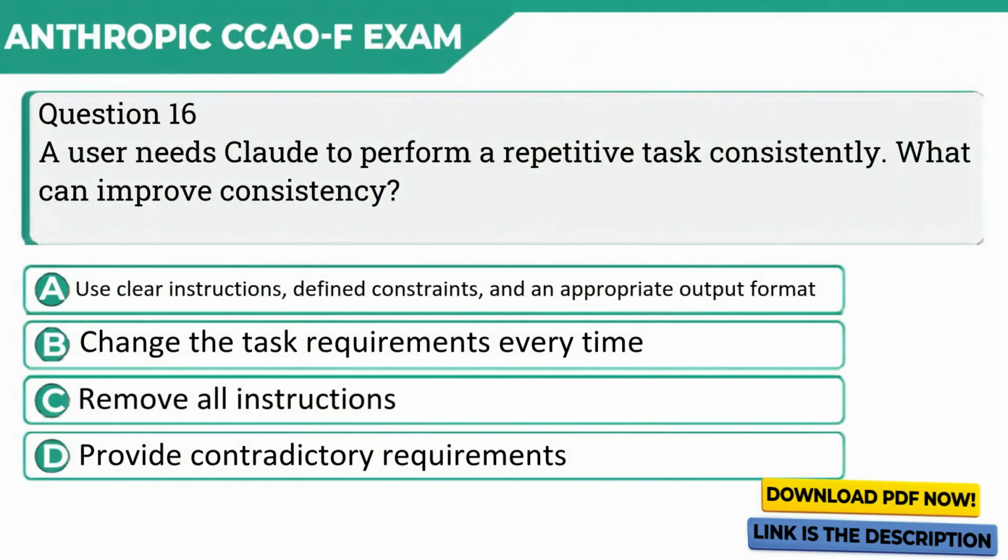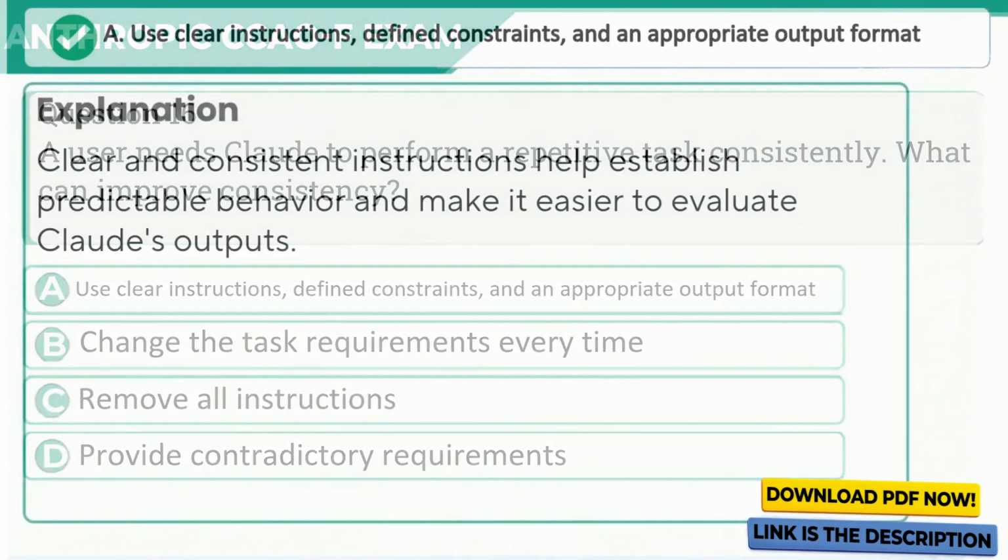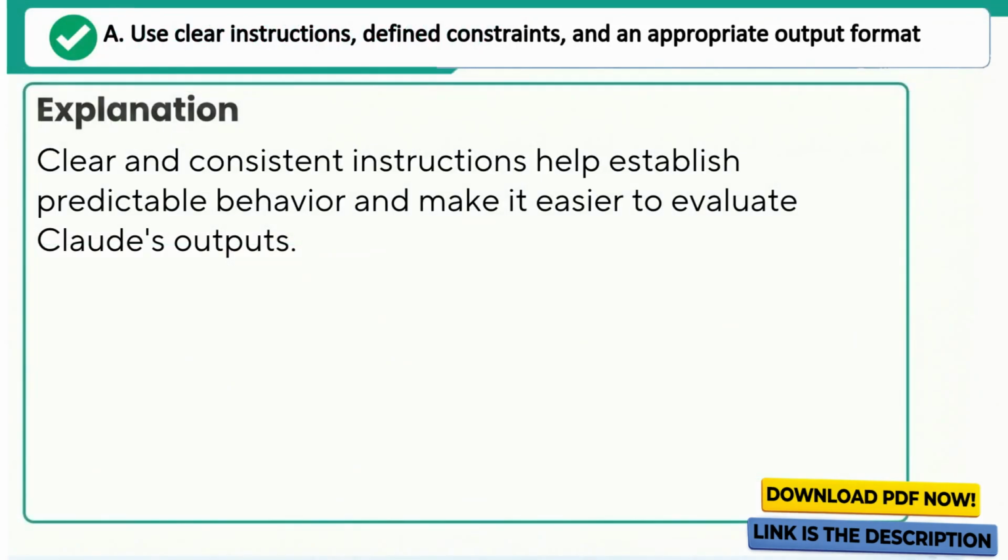Question 16. A user needs Claude to perform a repetitive task consistently. What can improve consistency? A. Use clear instructions, define constraints, and an appropriate output format. B. Change the task requirements every time. C. Remove all instructions. D. Provide contradictory requirements. Correct answer: A. Use clear instructions, define constraints, and an appropriate output format. Explanation. Clear and consistent instructions help establish predictable behavior and make it easier to evaluate Claude's outputs.